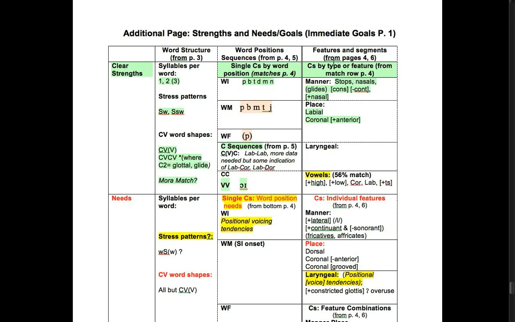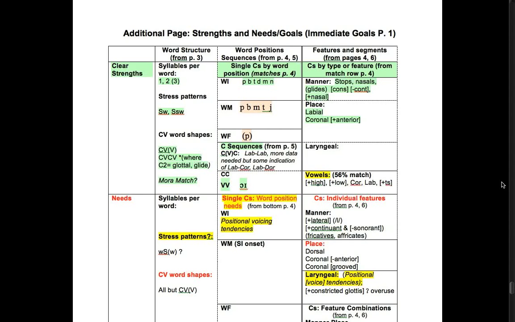On the right, we see his feature strengths: stops, nasals, and glides, labial and coronal anterior place or alveolars, and some of the vowels. There's a little bit of contrast going on in voicing, but we didn't mention that as a true strength yet. We have decided that he's a therapy candidate, and so our next step is to figure out the therapy goals for a few weeks at least.